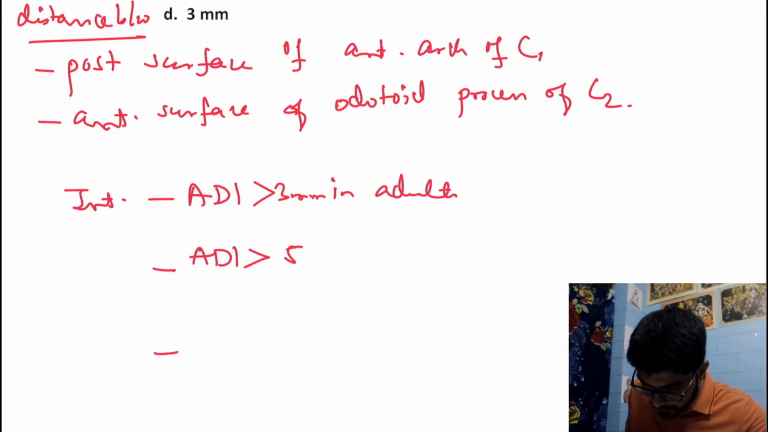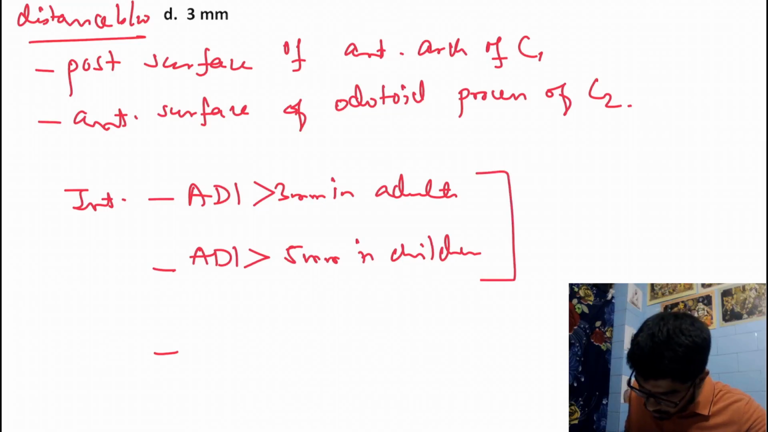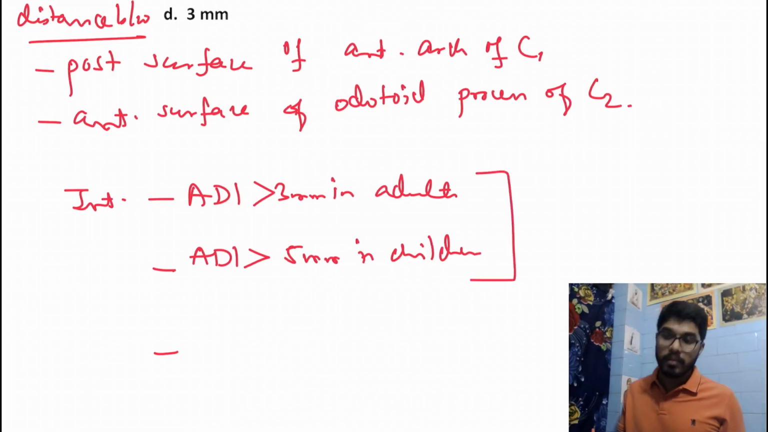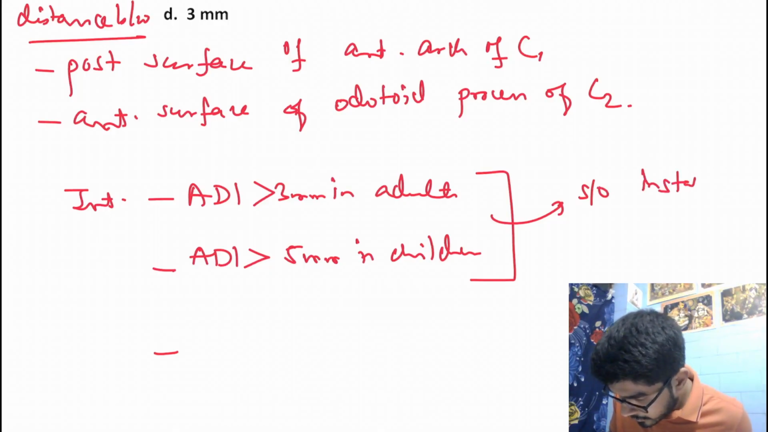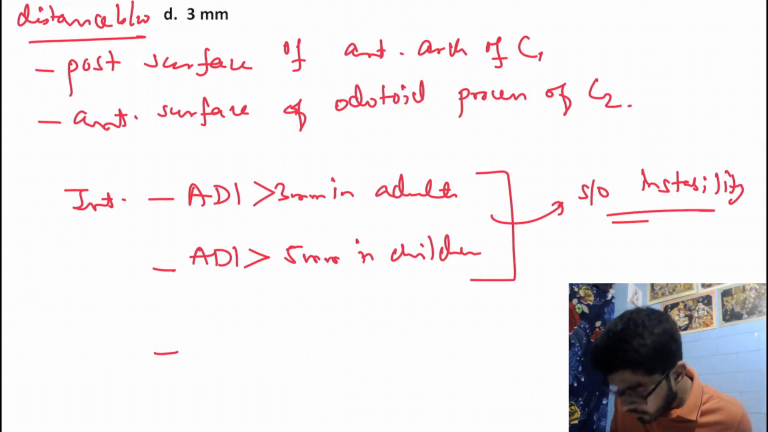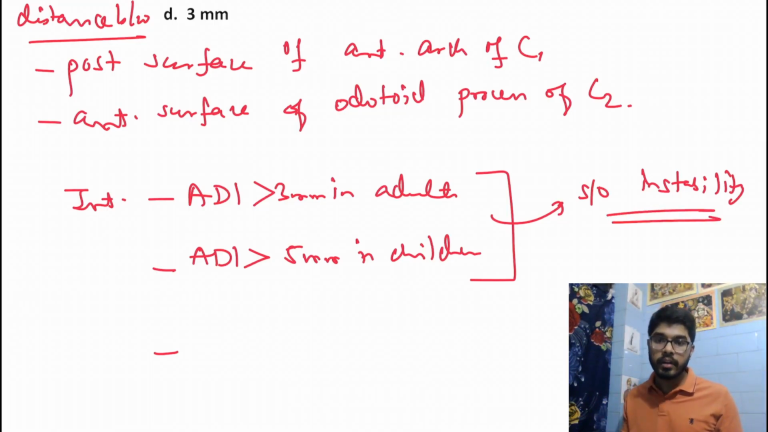3 millimeters in adults and 5 millimeters in children. This is suggestive of instability. There would be increased risk of subluxation during intubation.